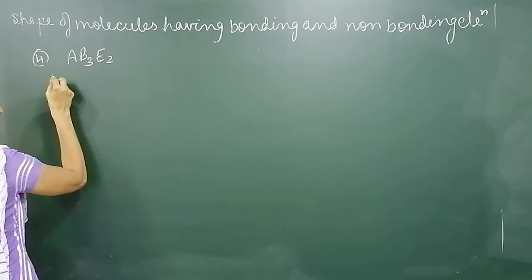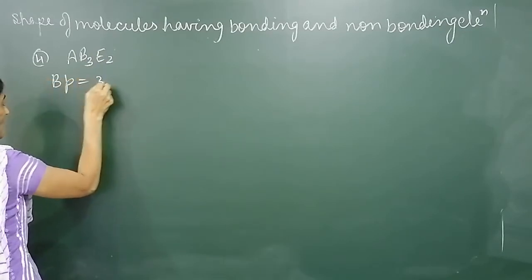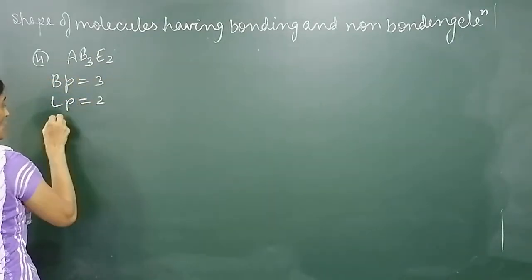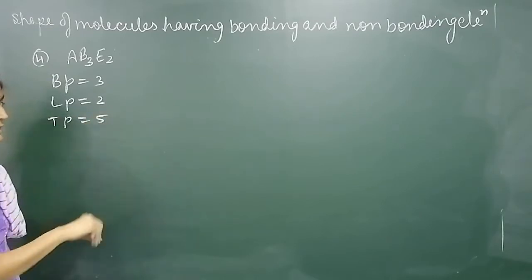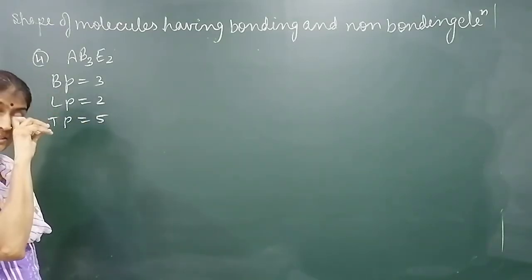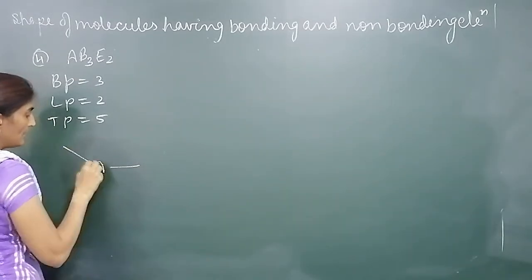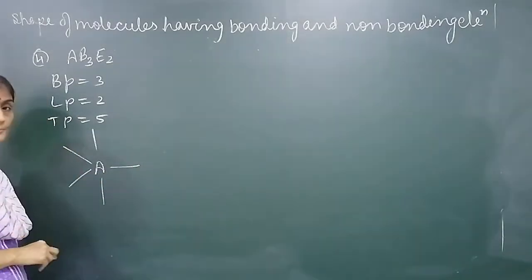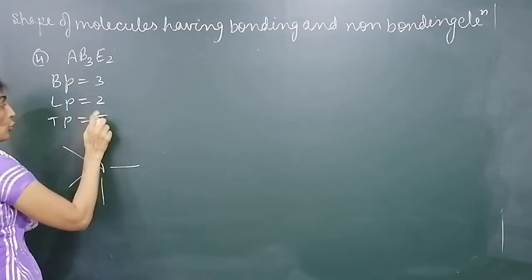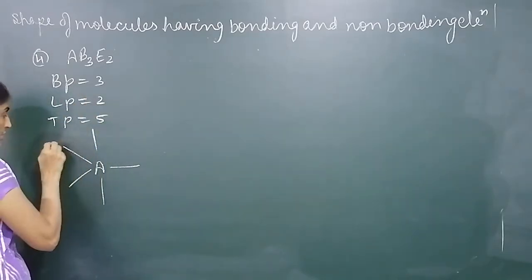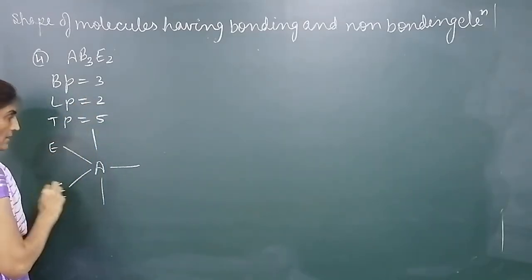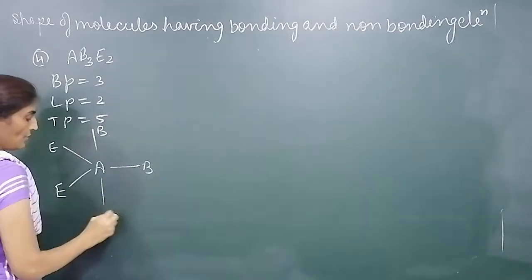AB3E2. Again there are four pairs. Bonding pairs are 3, lone pairs are 2, total pairs 5. If total electron pair around central atom is 5, then its geometry is trigonal bipyramidal. As I told you, lone pairs always occupy equatorial position. These are the positions of lone pair. These are the positions of bond pair.